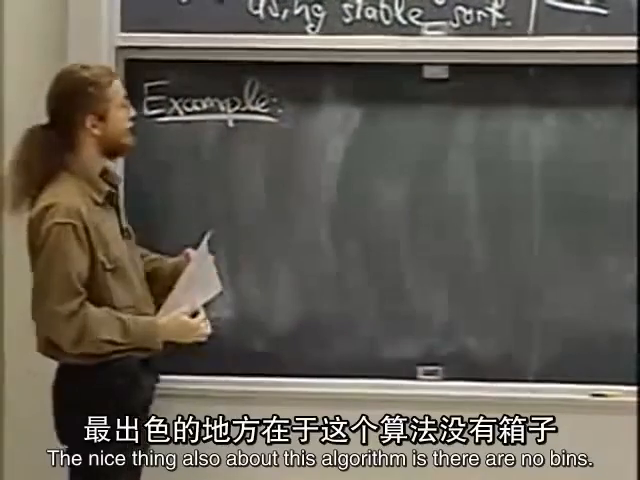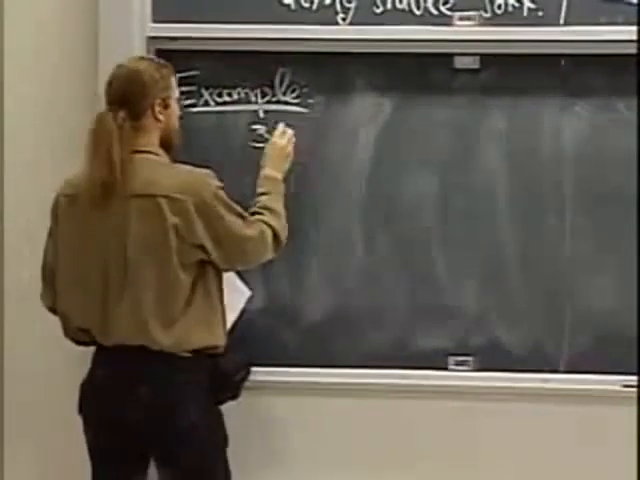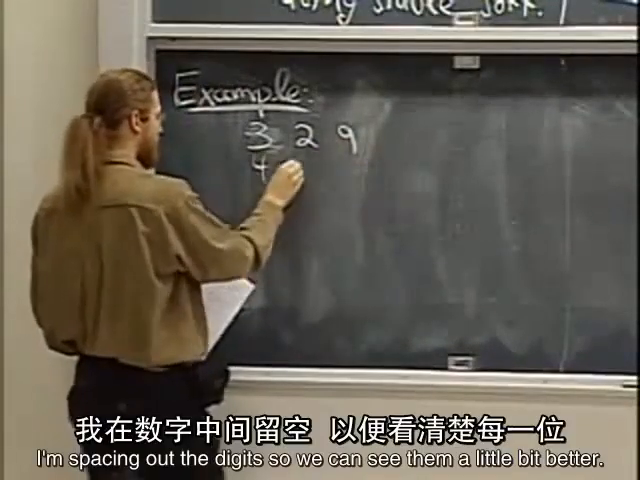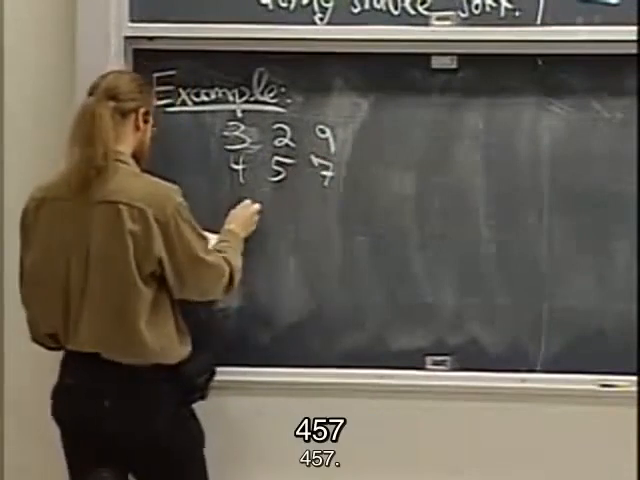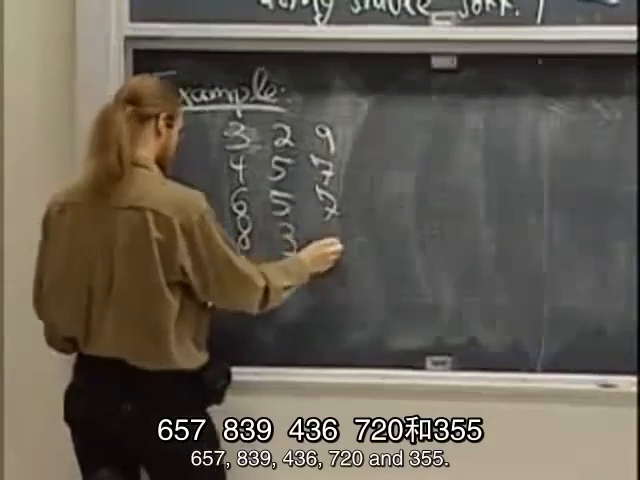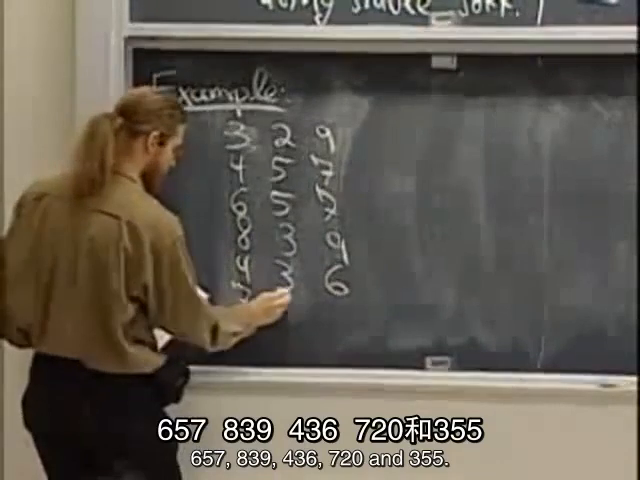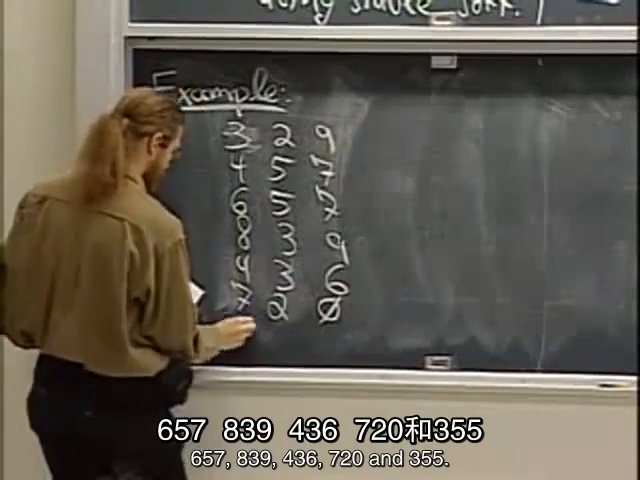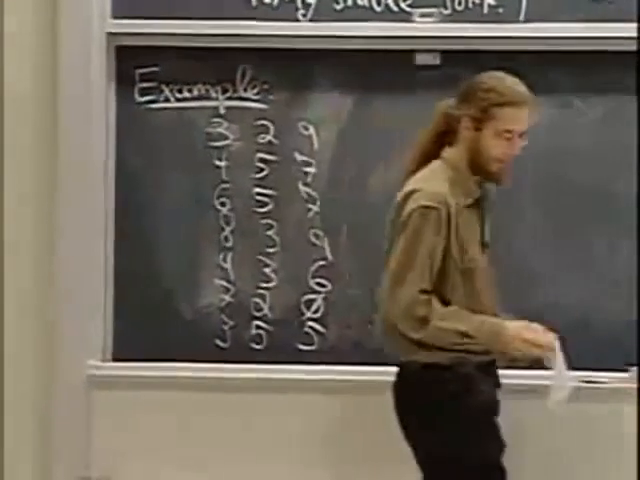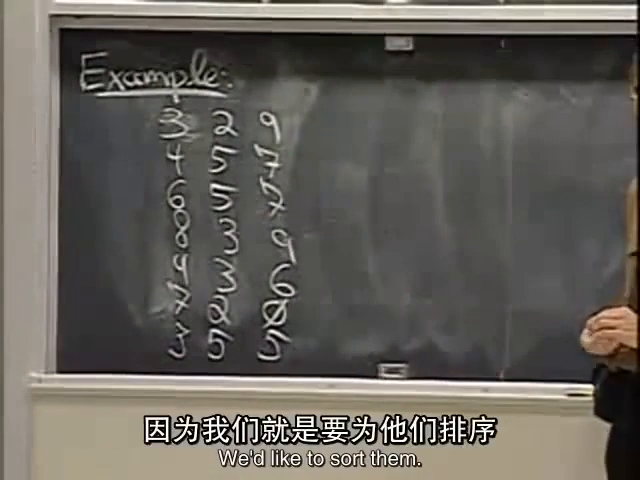The nice thing also about this algorithm is there's no bins. It's all one big bin at all times. So let's take some numbers. 329. This is a 3-digit number. I'm spacing out the digits so we can see them a little bit better. 457, 657, 839, 436, 720, and 355. I'm assuming here that we're using decimal numbers. Why not? And don't cheat. Hopefully these are not yet sorted. We'd like to sort them.